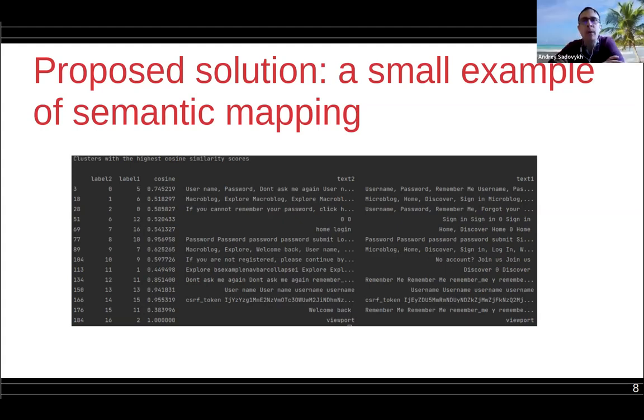Yeah, but I guess there should be something. We can find, for example, example 104 with cosine similarity 0.59. It corresponds, for example, to 'if you're not registered, please continue by creating an account' and the other 'no account, join us', which are essentially the same thing. What it suggests to the user is that they don't have an account and they need to continue by creating one, right? So although absolutely different words are used to describe the same thing, the cosine similarity and embeddings work quite well here, because it still finds those as having the highest cosine similarity.